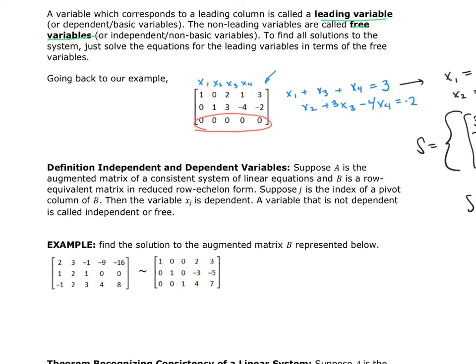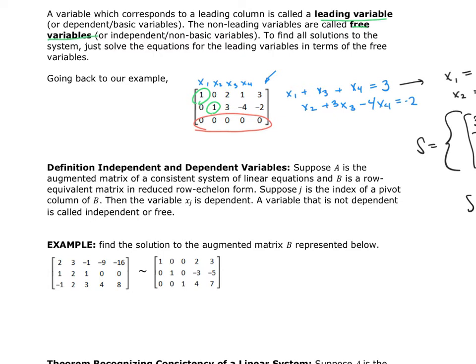So we define dependent and independent variables. Suppose A is an augmented matrix of a consistent system of linear equations, and B is the row equivalent, like our example up above. So suppose J is the index of a pivot column of B. So in this case, an index on my example up above would have been the 1 in here and a 1 in there. So my J would be 1 and my J would be 2. Then the variable x sub j is dependent. So that would have been my x sub 1 and my x sub 2. Those are dependent. A variable that is not dependent is called independent or free.